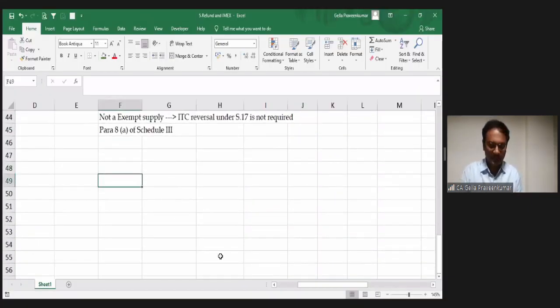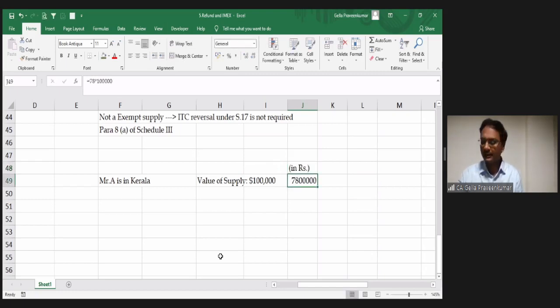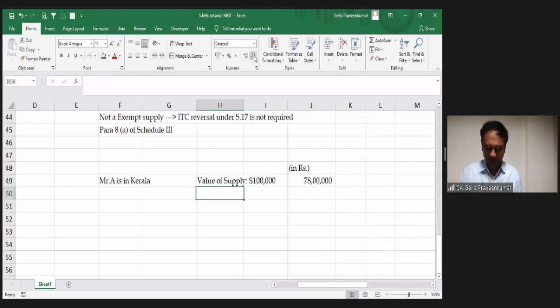In this example, Mr. A is in Kerala. The value of supply is US dollar 1 lakh. Assuming 78 is my conversion rate, the value of supply in INR is 78 lakhs. Now, question comes here. Sir, is it required to get registered under section 22?